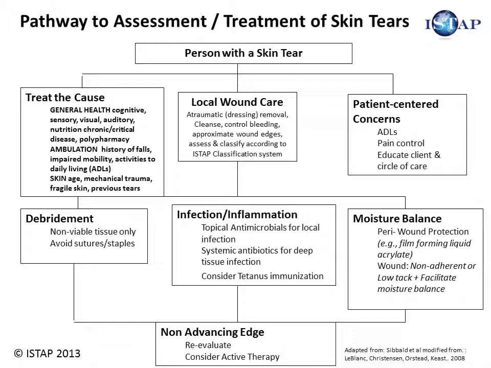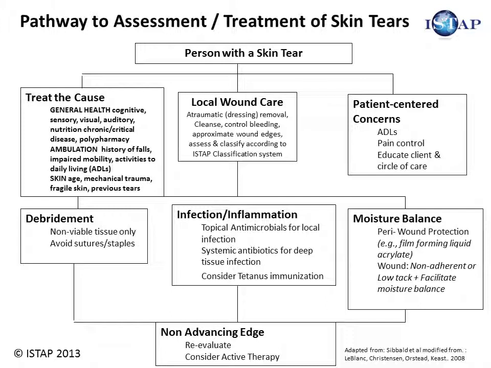In terms of the local wound care, we need to think about atraumatic dressing removal. We want to cleanse the wound, control bleeding, approximate the wound edge, and then assess and classify according to that classification system. Deal with any patient-centered concerns, so pain, education, and any other patient-centered concerns you have to deal with. And then in terms of going down to the next level, this is just the wound bed preparation paradigm.